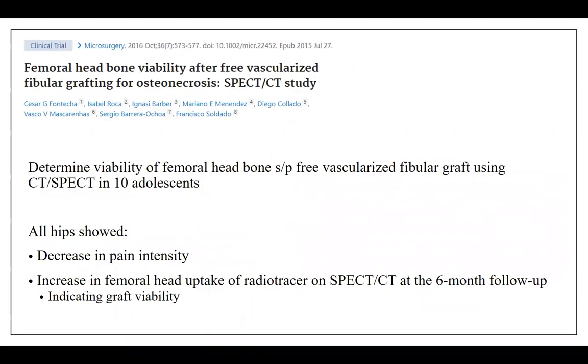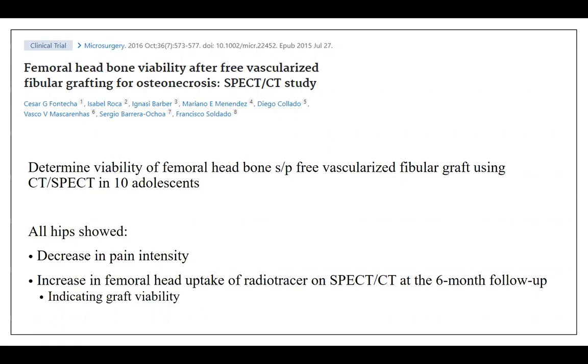This study looked at free vascularized fibular grafting as a treatment option. This procedure involves removing the necrotic subchondral bone, often in other procedures such as core decompression, and then we end up filling it with an autologous or allograft bone that is present, and then we transplant the vascularized fibular graft on top of it. This will then revascularize the new subchondral bone and provide support to the femoral head.